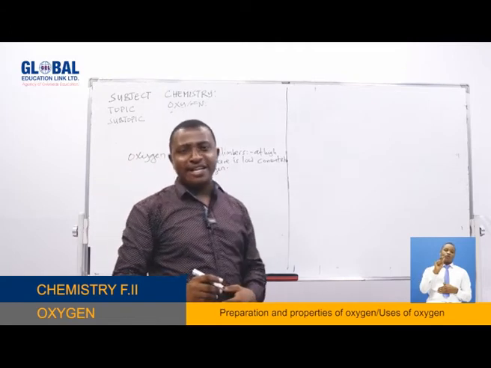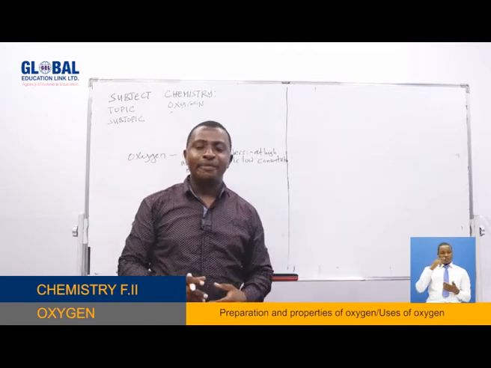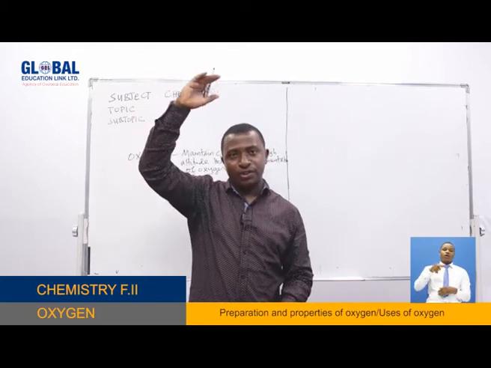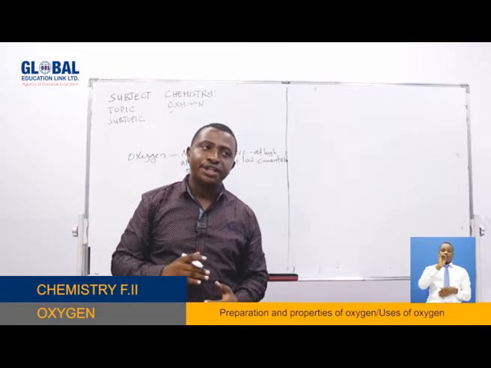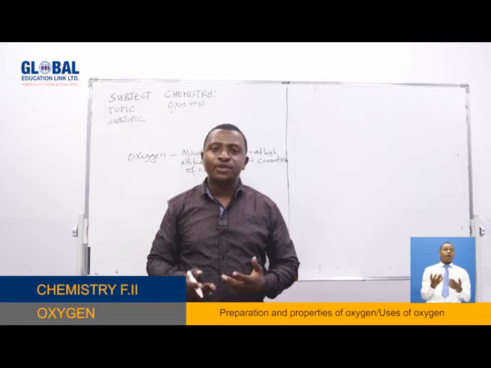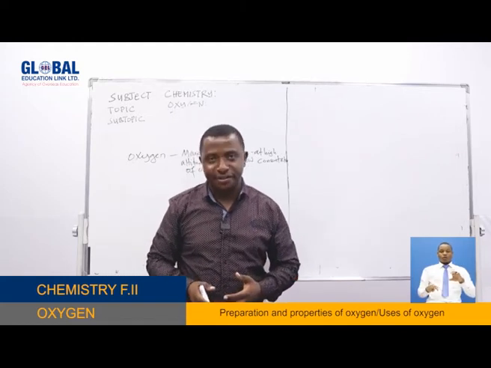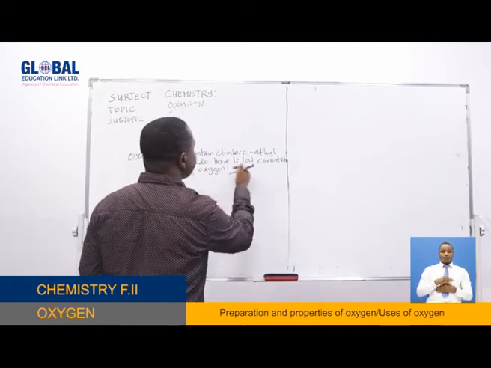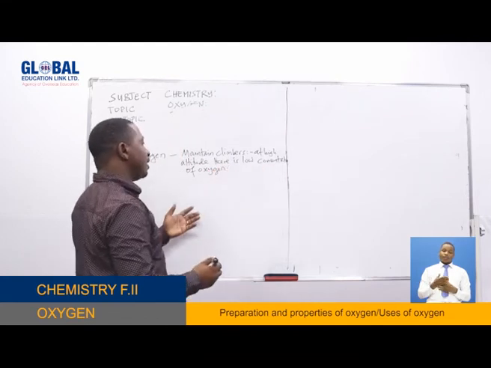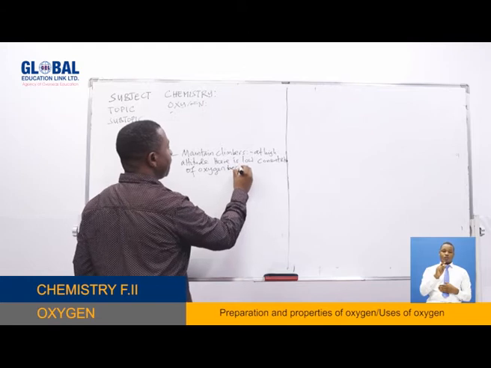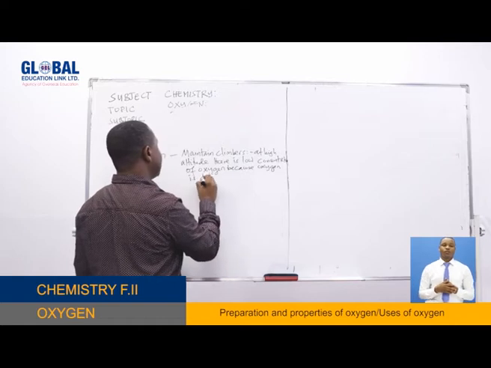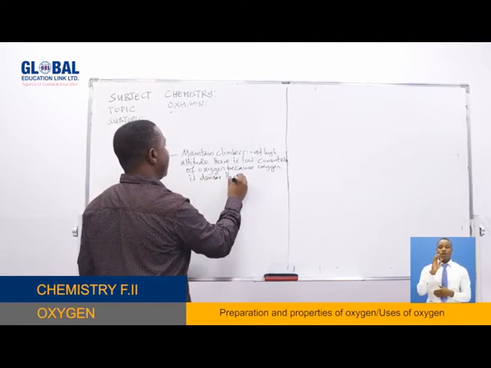This is from the concept that oxygen is denser than air. Therefore, when you go to high altitudes, the concentration of oxygen decreases. Therefore, mountain climbers require oxygen cylinders to support them in breathing. So for mountain climbers at high altitude, there is low concentration of oxygen because oxygen is denser than air.